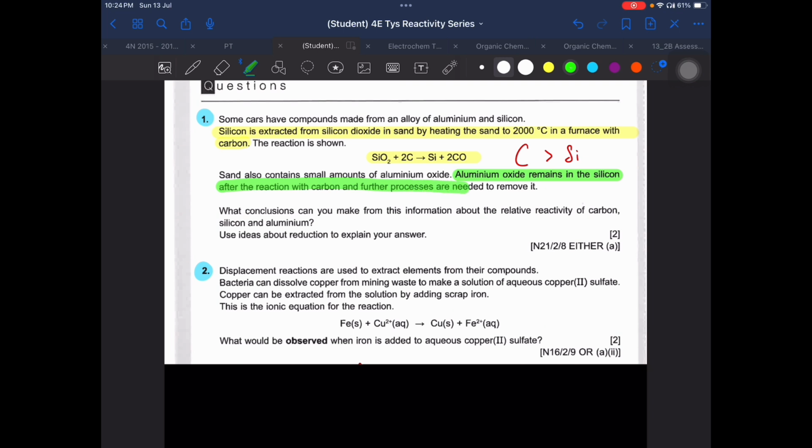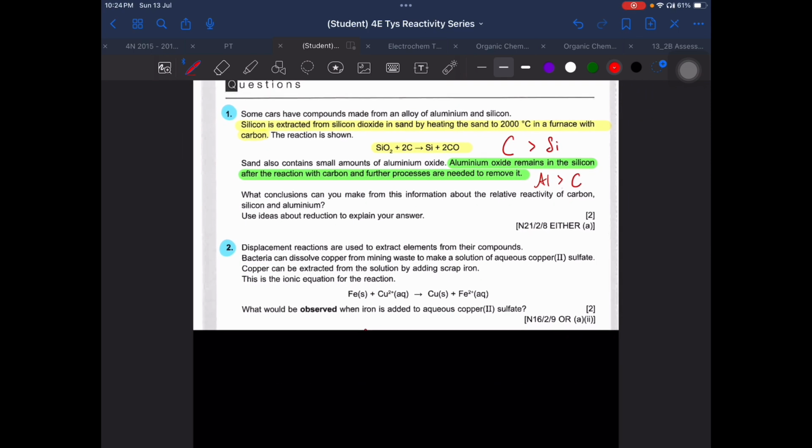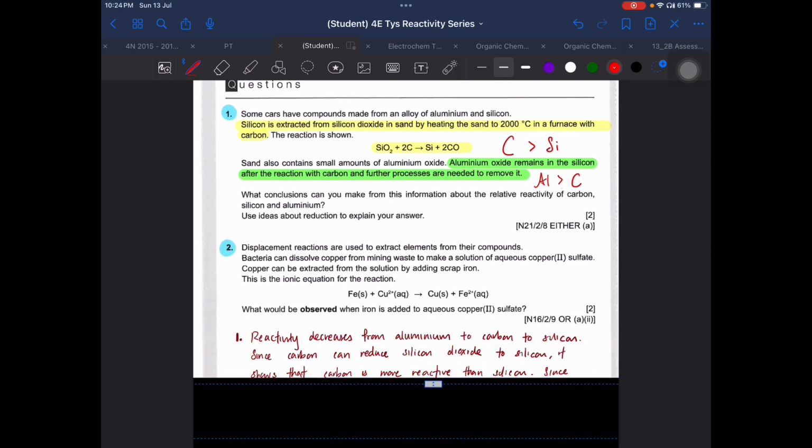Aluminum oxide remains in the silicon after reaction with carbon, and further processes are required to remove it. Now this would then mean that aluminum is actually more reactive than carbon. Why? Because the carbon cannot do anything to aluminum oxide. So this is actually how we can pull out the data. Then that will allow us to conclude that the relative reactivity will be that aluminum is the highest one, followed by carbon, followed by silicon.